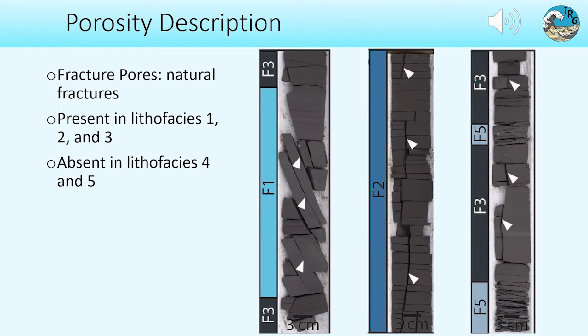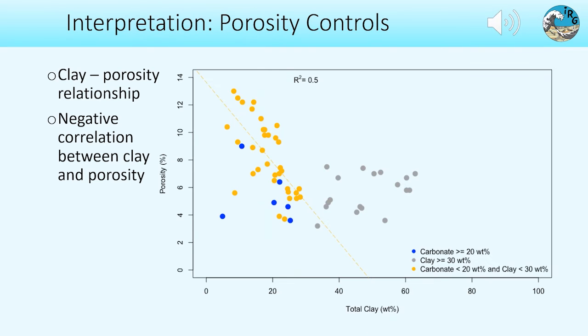These centimeter to decimeter scale natural fractures are common in the more siliceous and calcareous lithofacies, so 1, 2, and 3, but are not observed in facies 4 and 5, which are more clay-rich. Now, trying to understand the controls on porosity in this interval, we'll first look at mineralogy.